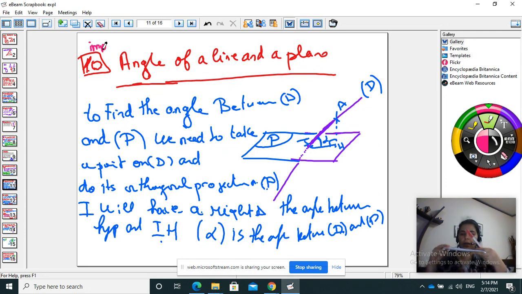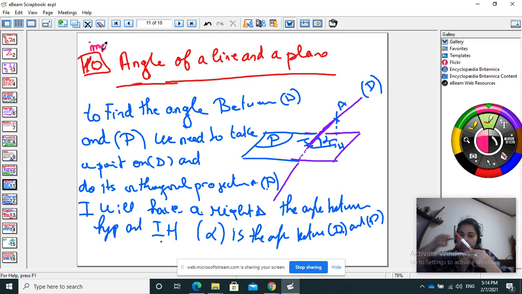So I need to take any point here. For example, I did an orthogonal projection, and this point came out. I have now a line like this. So I have now a right triangle. If I look like this, guys, I have a right triangle. So again, it is as if I took this line and did a projection, sorry, onto the plane. So this is the line.